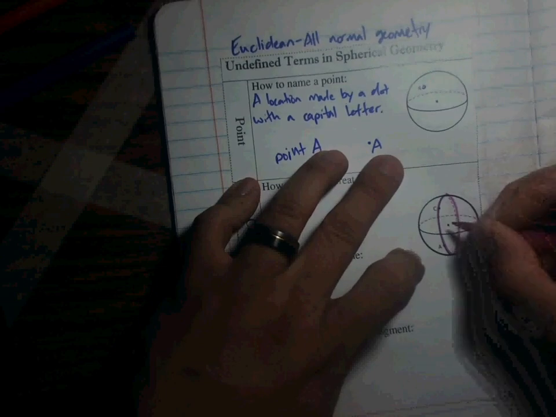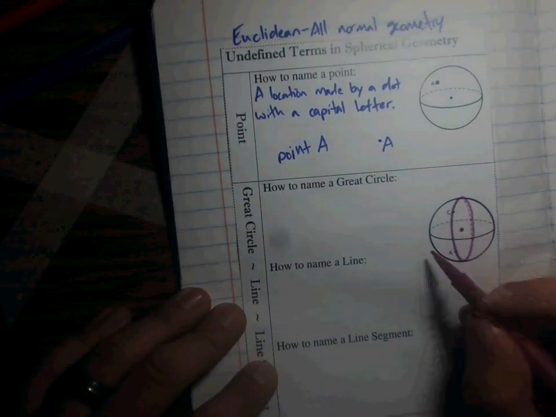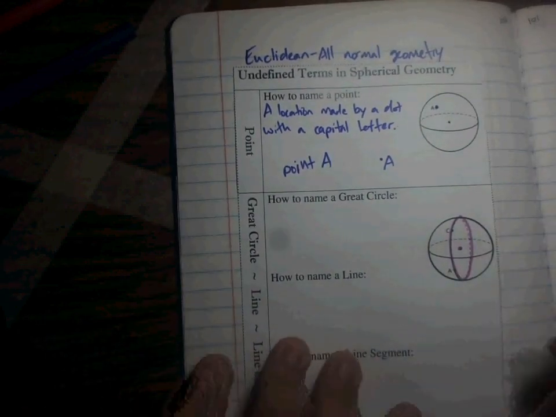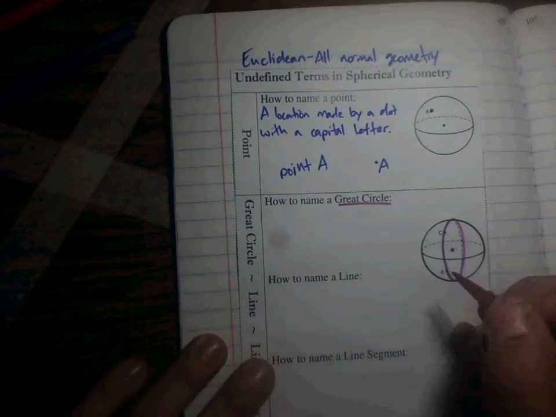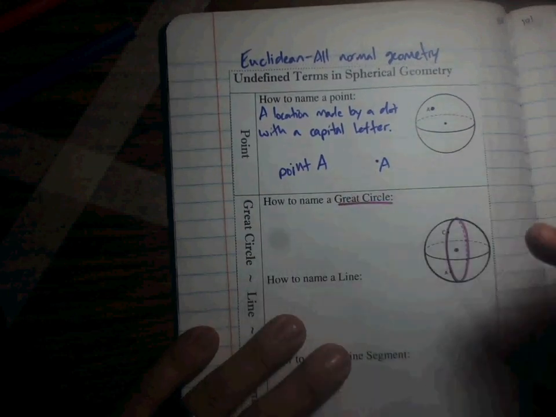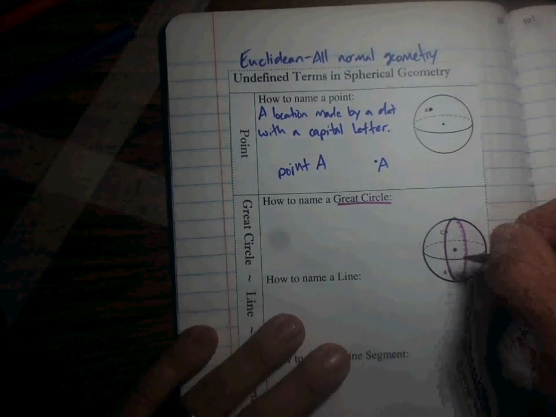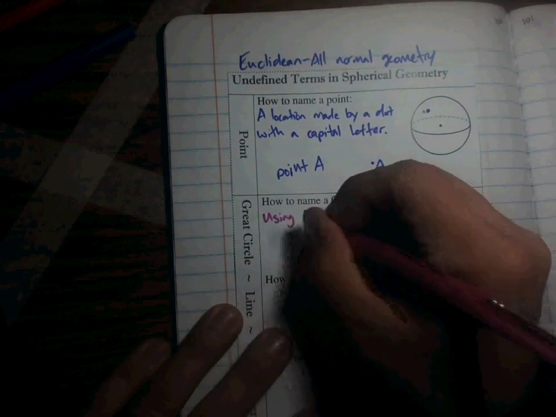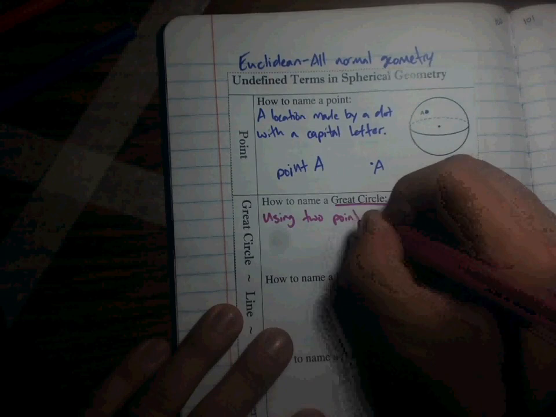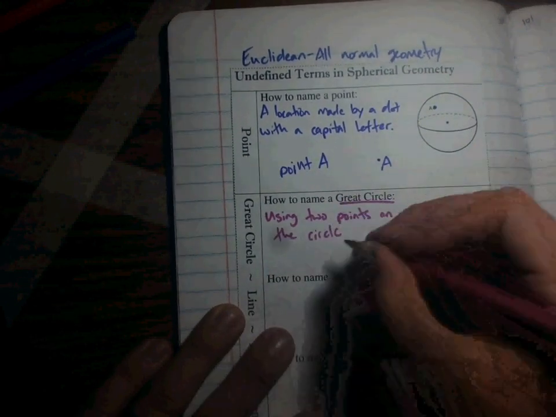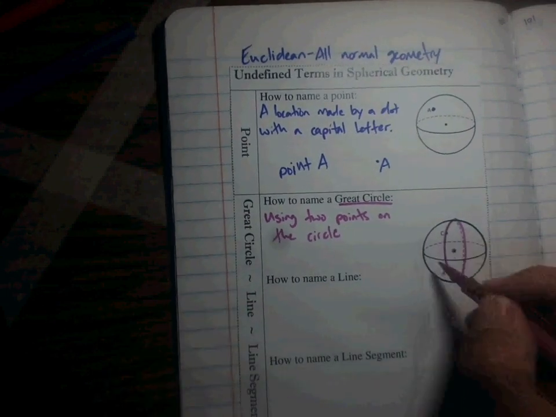So for a great circle, all right, you name it by 2 points on the circle. So any circle you make through this stuff has to be on this. Like in this case, it'd be C and A. So we can call it circle CA, where this little thing indicates it's a circle. Okay.